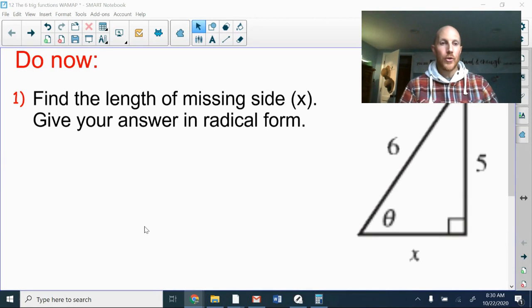Hey, so here's the do now from today. Hopefully you saw this in class already. Find the length of the missing side x. Leave your answer in radical form. Okay, hit pause till you got this done.